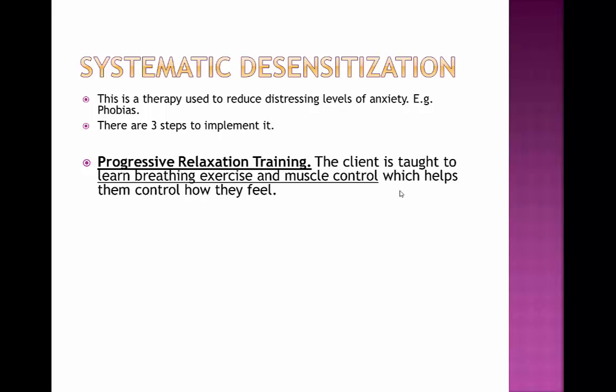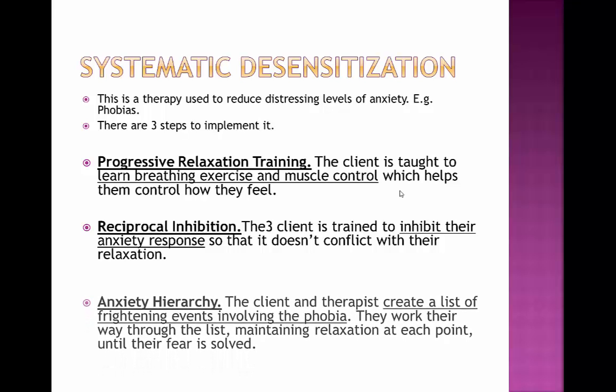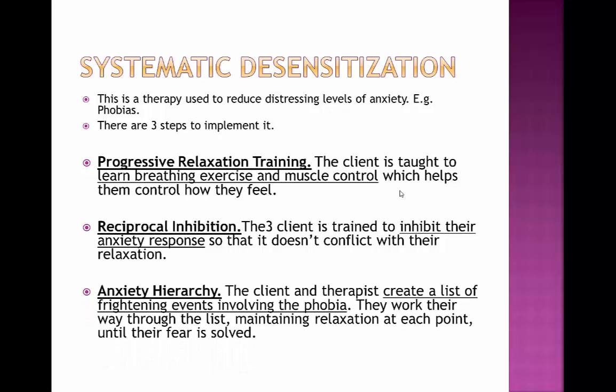In this stage, the client is taught to learn breathing exercises and to learn how to control their muscles, which is going to help control how they feel and how they can relax. After this, they have to learn reciprocal inhibition. Here, the client is trained to inhibit their anxiety response so that it doesn't conflict with their relaxation process. Then finally, they're given the anxiety hierarchy.